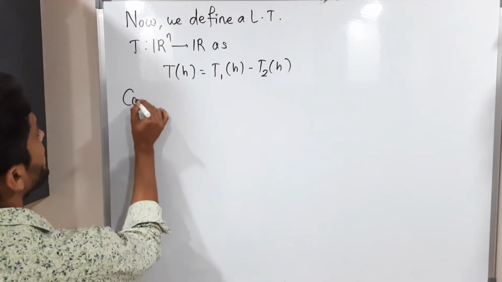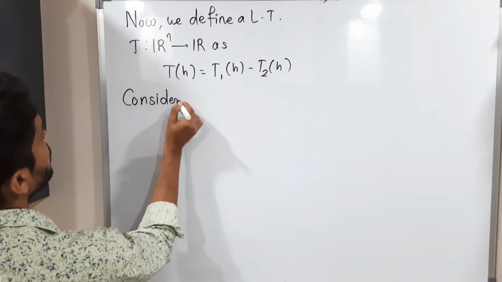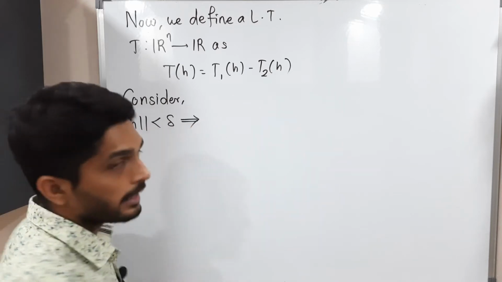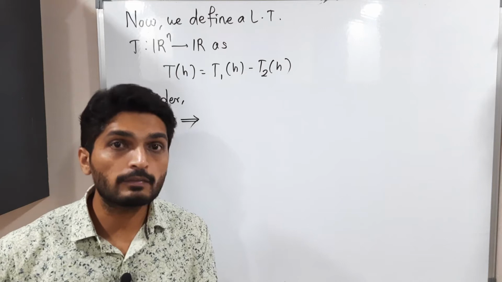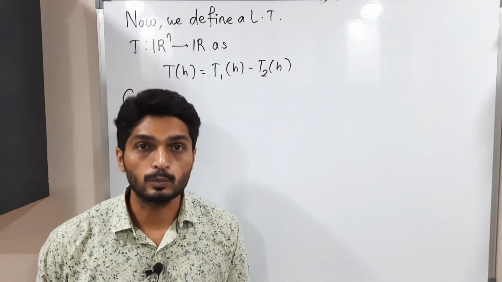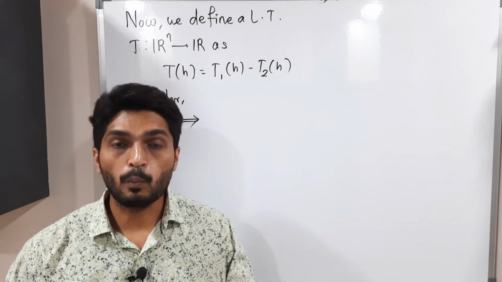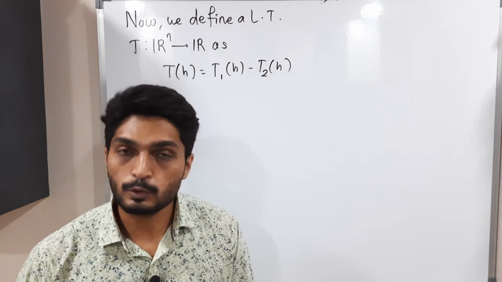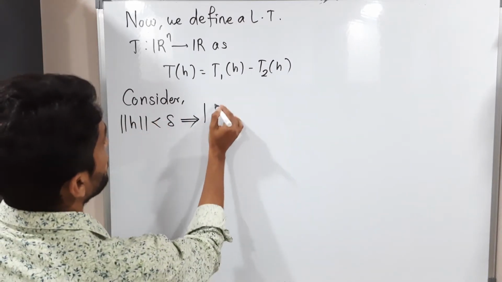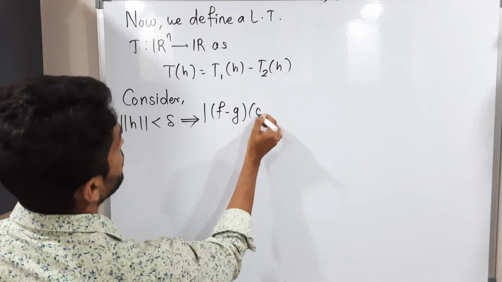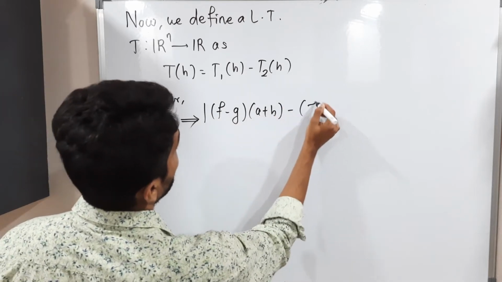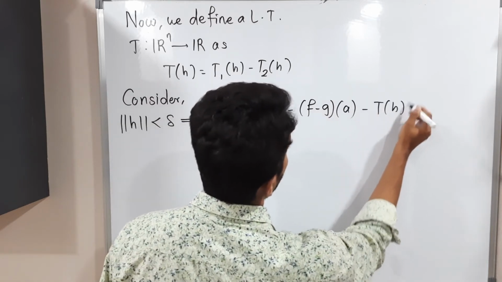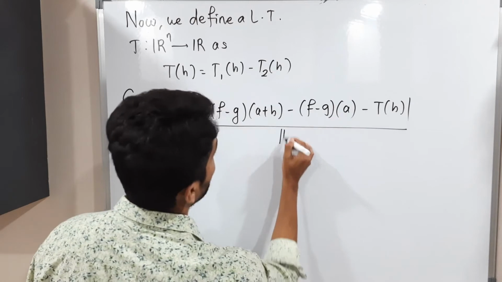So I am going to consider norm h less than delta implies. I hope you still remember that delta we selected as the minimum of delta 1 and delta 2. So that means statements 1 and 2 are both simultaneously true for this delta, so we can easily use them. So let us consider now, what we have to prove: that f minus g is differentiable. So that's why I am considering mod of f minus g of a plus h minus f minus g of a minus T of h divided by norm h.